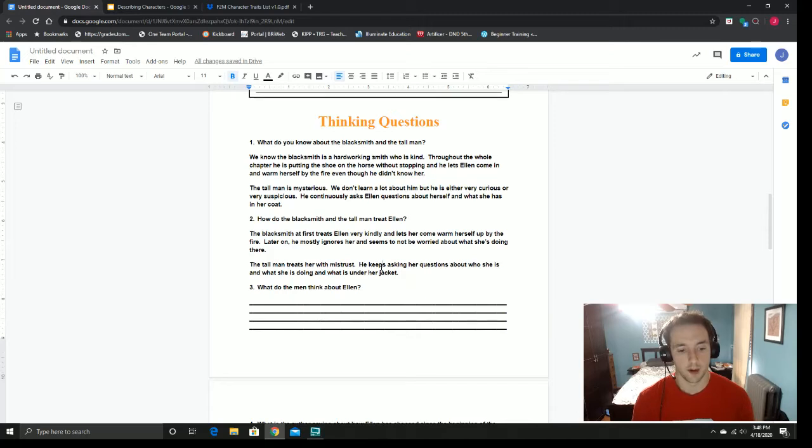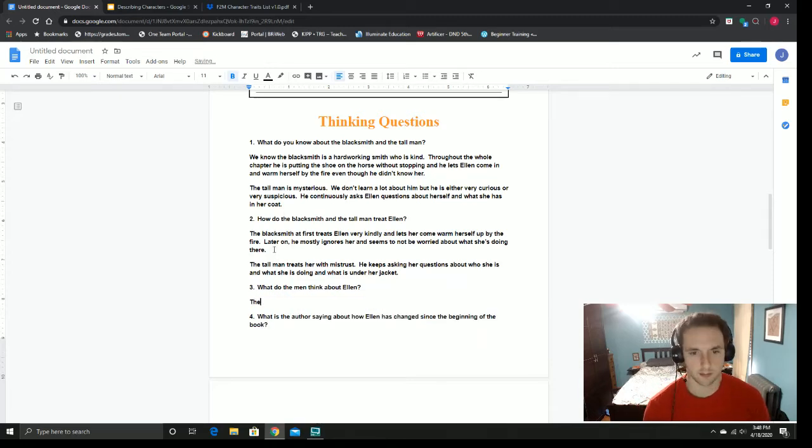Now that you're back, as we saw mentioned in the text before, he must think she's some sort of spy, or like I said, a paymaster for the redcoats. So that's why he's probably so suspicious, because he thinks that she's a spy for the British or working for the British. So we can kind of just repeat what we said about the blacksmith. The blacksmith isn't all that worried about Ellen, but the tall man thinks she is likely a spy.